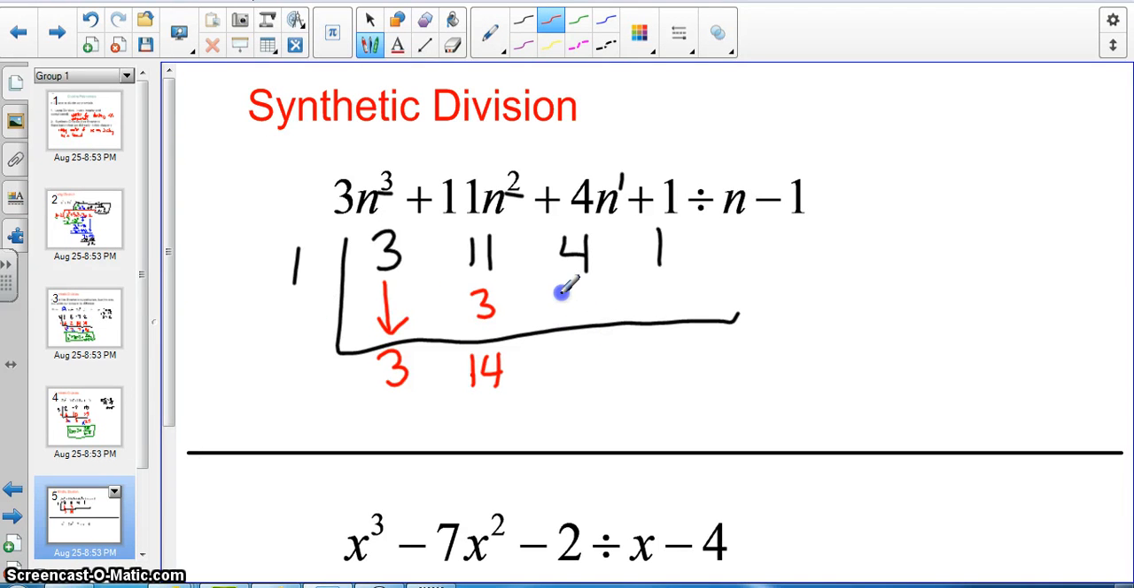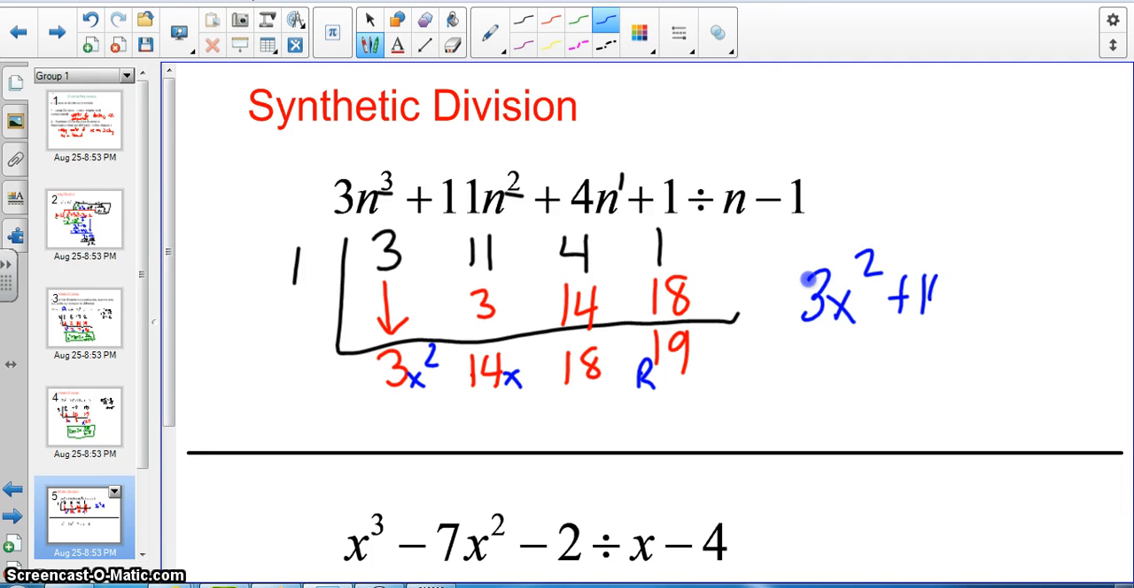Multiply it by the number outside. Combine, -8 plus 4 is -4. Multiply, you get -4. That last number is your remainder. Here's your constant term, so no x. Linear term, so an x. Quadratic term, so x squared. Remember, your highest exponent is always 1 less than the number you're dividing. So it's plus the remainder over n minus 1.